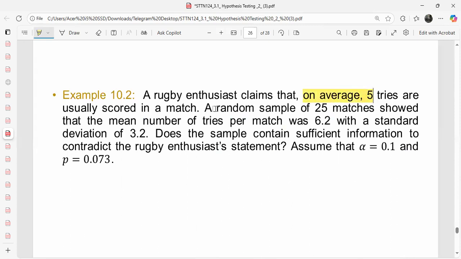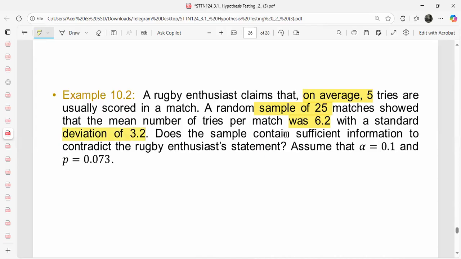Okay. A random sample of 25. So our sample size here in this case is 25, and now we check: n is less than 30. Therefore, we're going to use the method of the t. The sample showed that the mean number of tries per match was 6.2. This one will be the sample mean, with a standard deviation of 3.2.